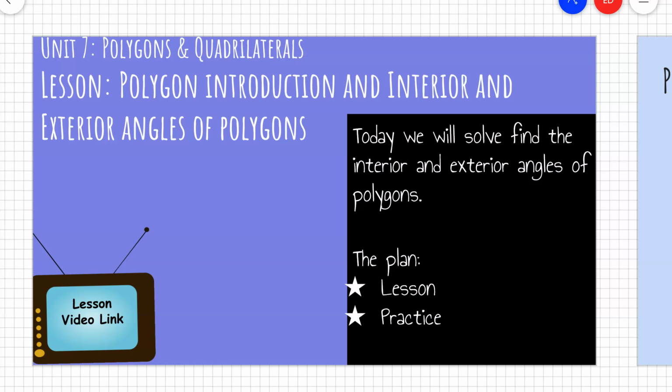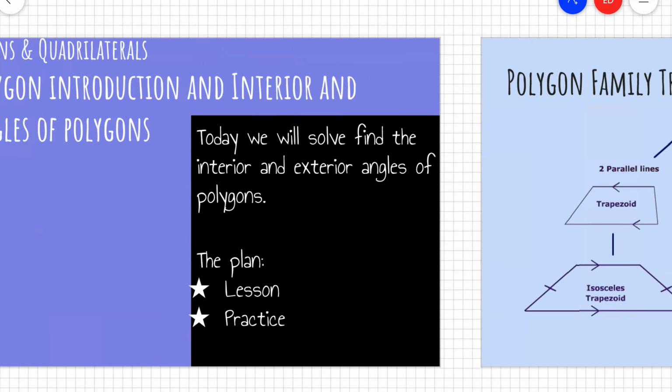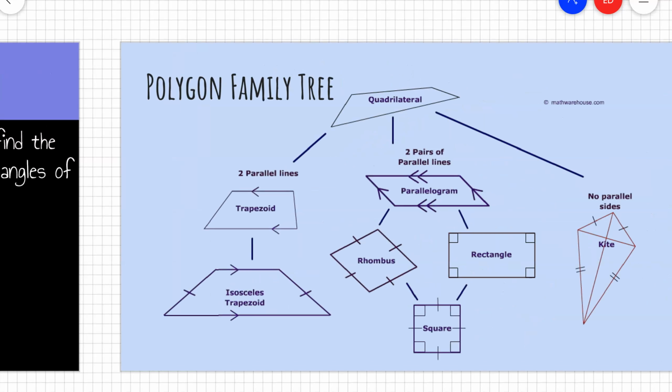And in this unit, we're going to talk about polygons and quadrilaterals. Poly meaning many sides, and quadrilaterals means 4 sides. So we're going to talk about many different sides today. But for today, we're really going to focus on interior and exterior angles.